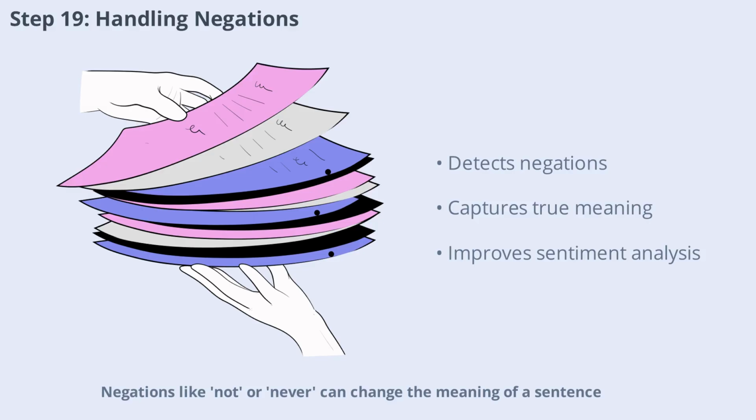Negations like "not" or "never" can change the meaning of a sentence. Properly handling negations ensures that our analysis captures the true sentiment or intent of the text. This may involve combining negation words with the terms they modify or using specialized algorithms to detect and process negations.